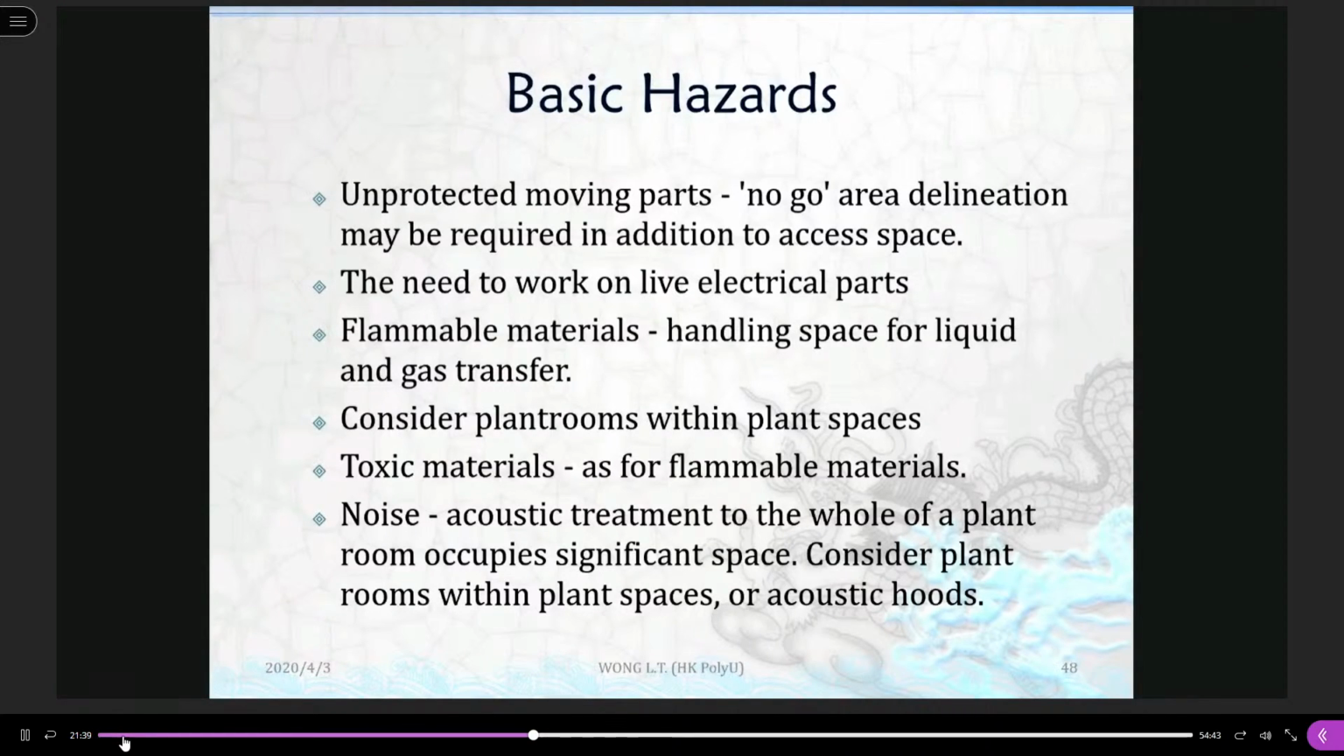The need to work on live electrical parts. Okay, mark on additional space for that. Flammable materials, handling space, and this space are related to the operation, trying to subdivide it, the flammable liquid.